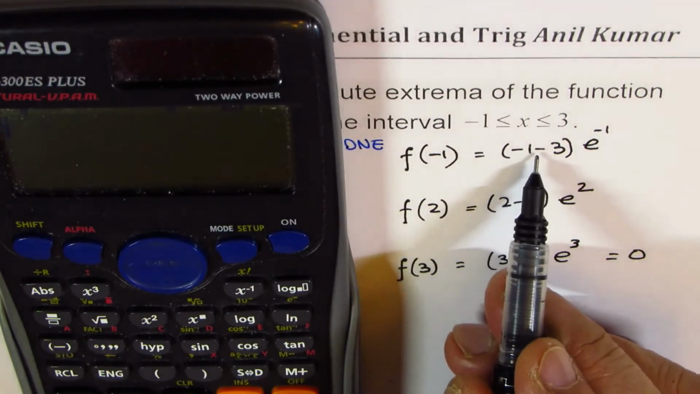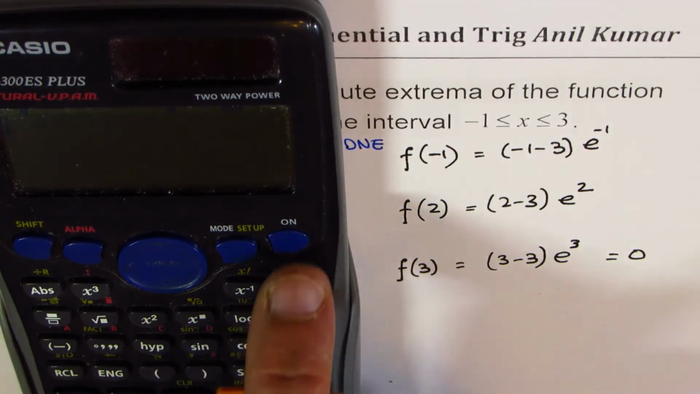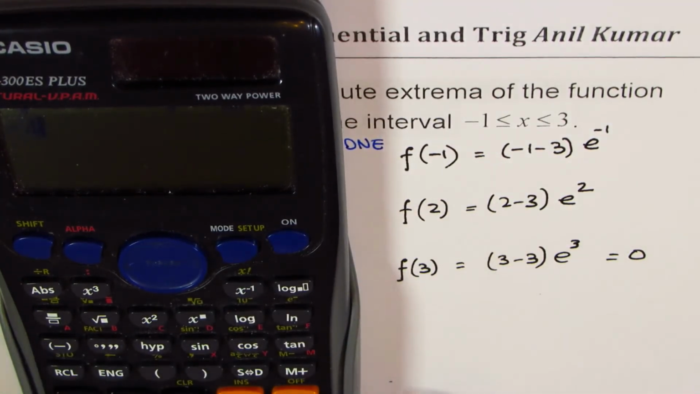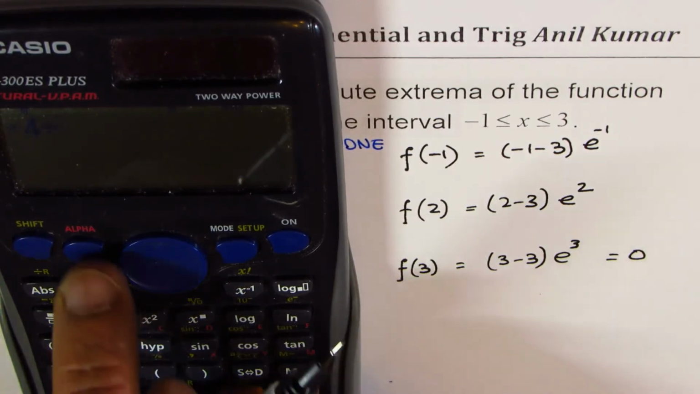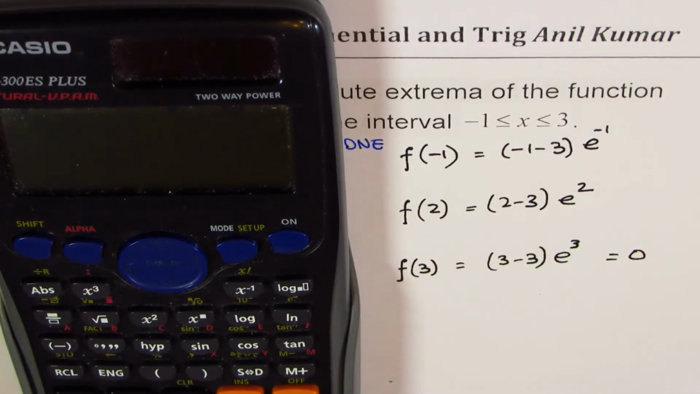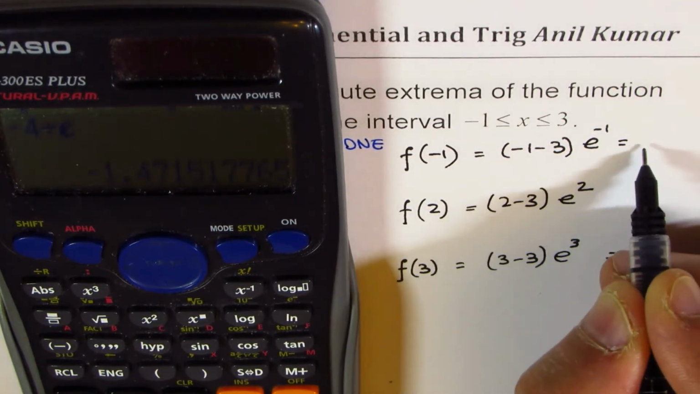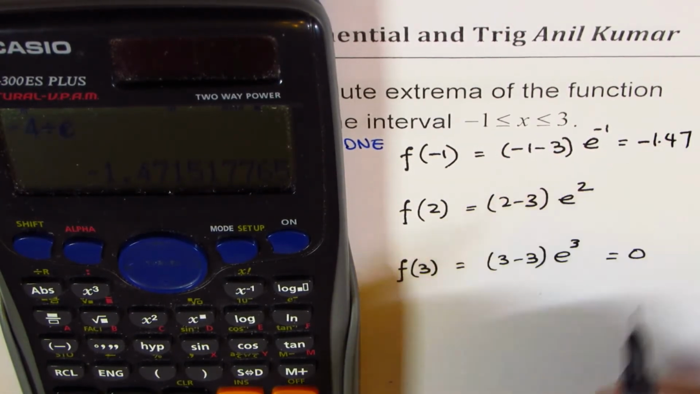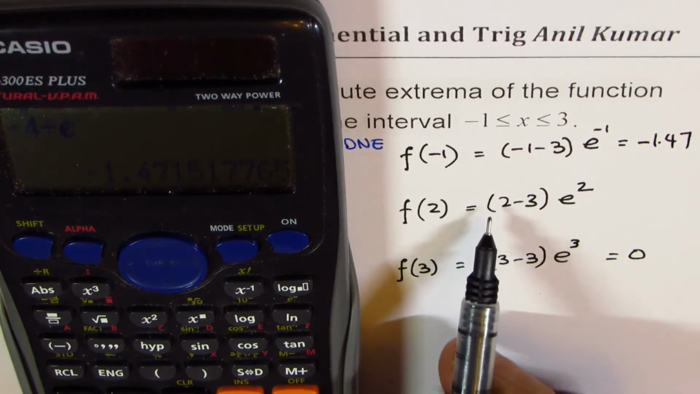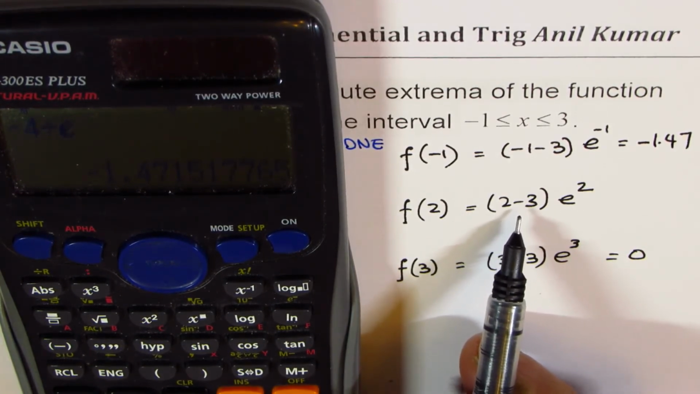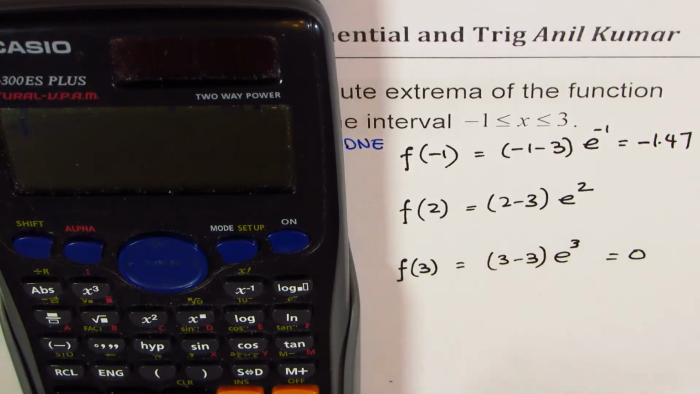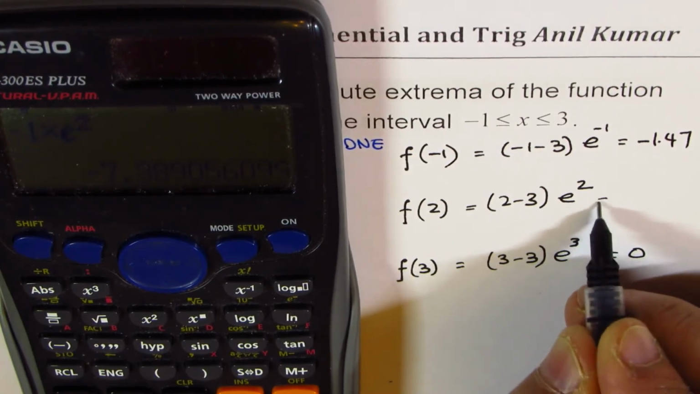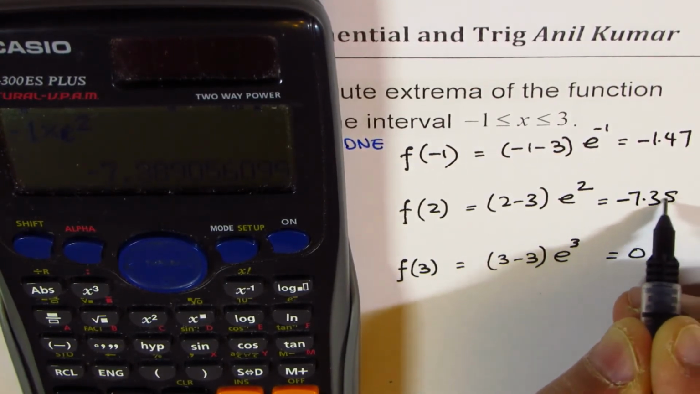So minus 1 minus 3 is minus 4. So we have minus 4 divided by e, which is equal to minus 1.47. The other one is 2 minus 3, which is minus 1, so we have minus 1 times e squared, which is equal to minus 7.38, right?